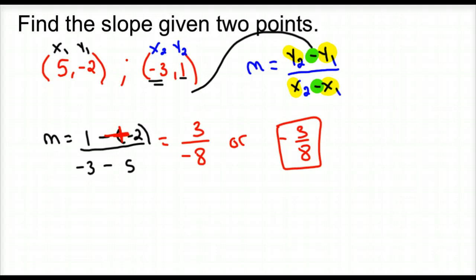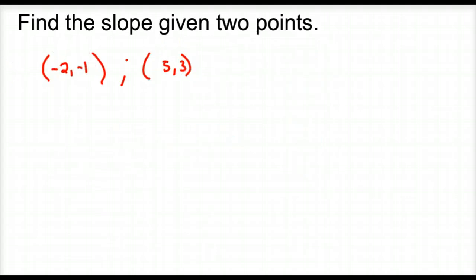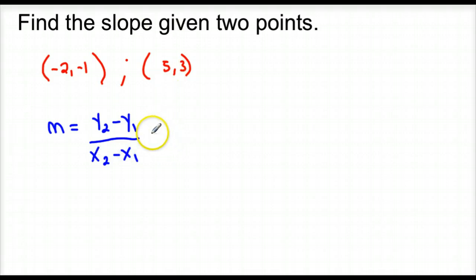Let's take a look at another example. Find the slope between these two given points. Again, I'm going to use my slope formula: m equals y sub 2 minus y sub 1 over x sub 2 minus x sub 1. I would definitely recommend you write this formula over and over for every problem until you have memorized it. So I'm going to help myself out here and label x1, y1, and x sub 2, y sub 2.